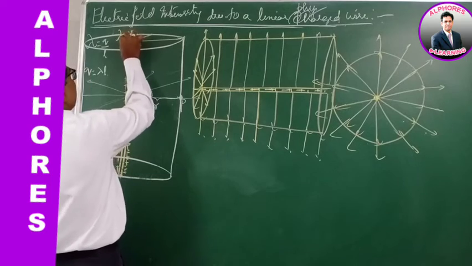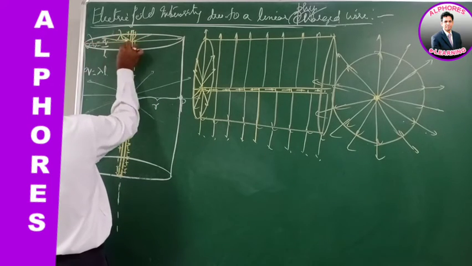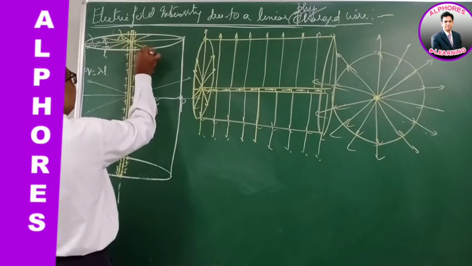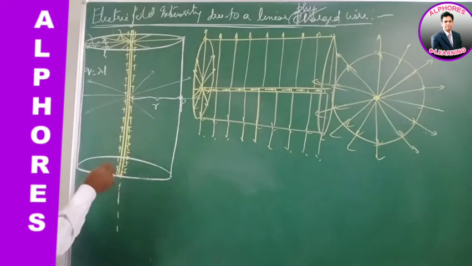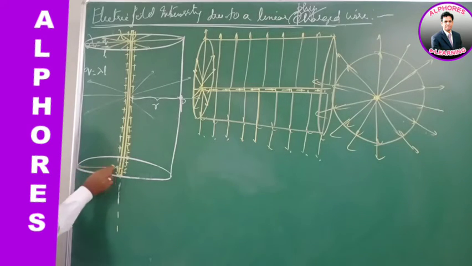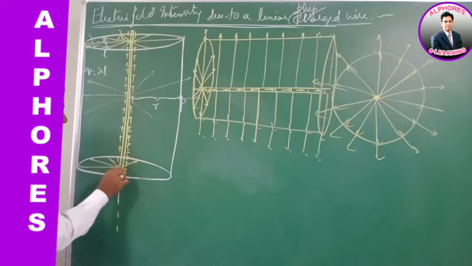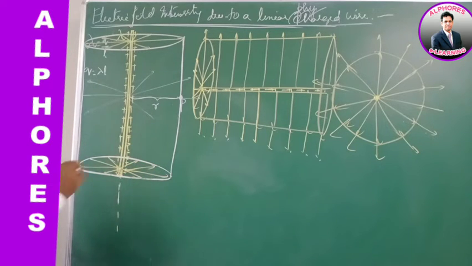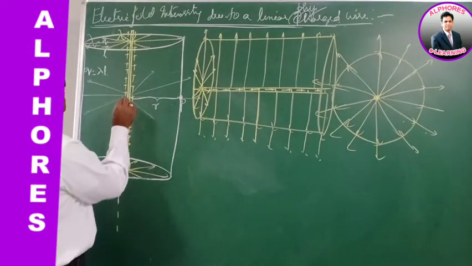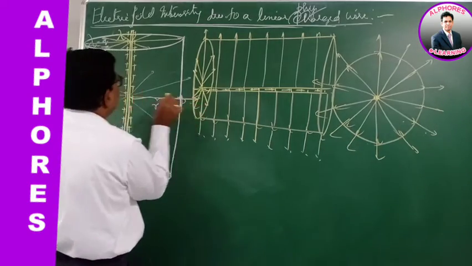The lines of force are tangential to the circular part. Here also, at this point, they are tangential to the circular part of the Gaussian surface that we have imagined like this. And here they emerge normally out. So here the lines of force are normally outward like this.